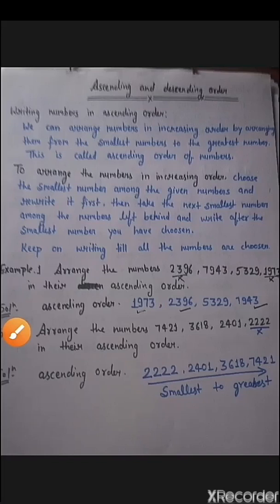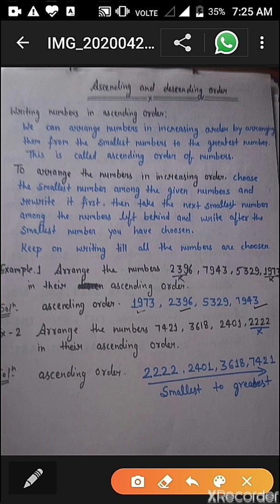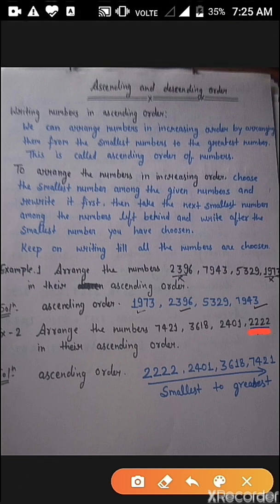And another example is, arrange the numbers 7421, 3618, 2401, 2222 in their ascending order. Okay, for writing in ascending order, firstly we will choose the smallest number. So which is the smallest number? Yes, absolutely, 2222 is the smallest number.